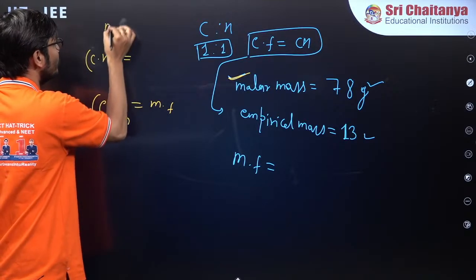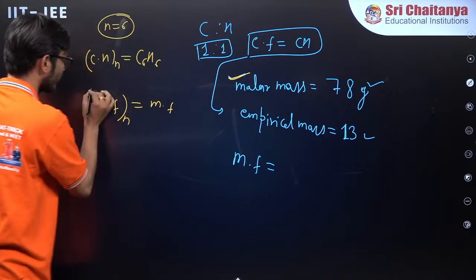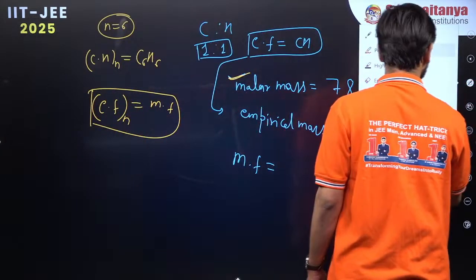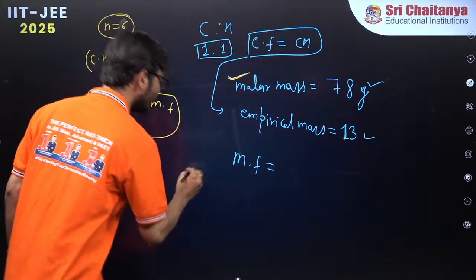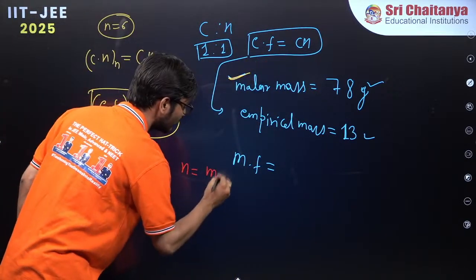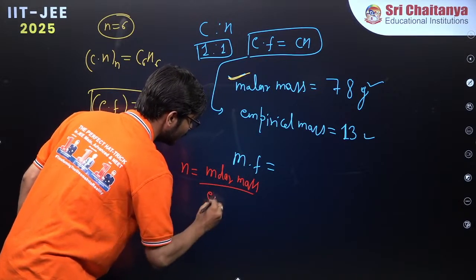Let us say the n value comes out to be 6. So what will be the formula? C6H6. Now the whole thing is how to find the n value. Very easy. The n value is equal to molar mass by empirical mass. Very simple, right?